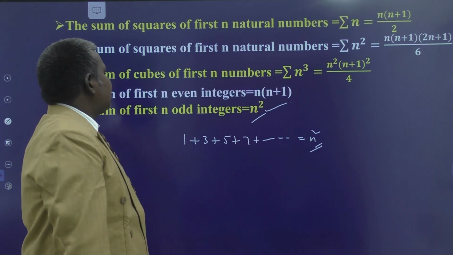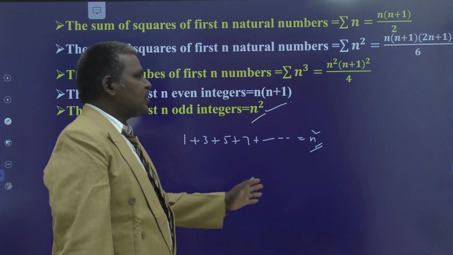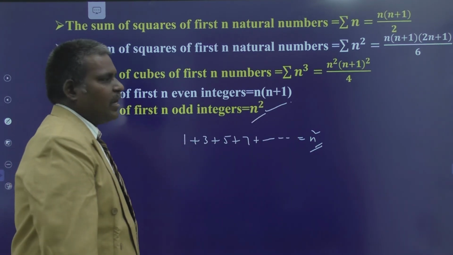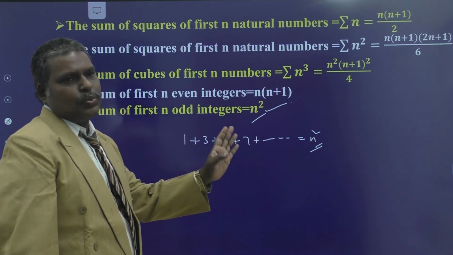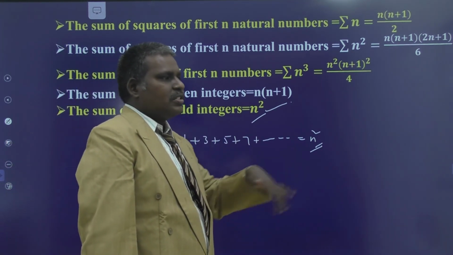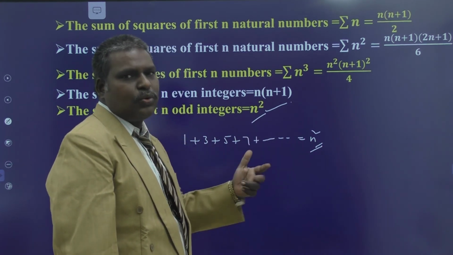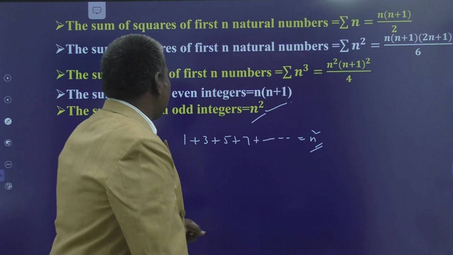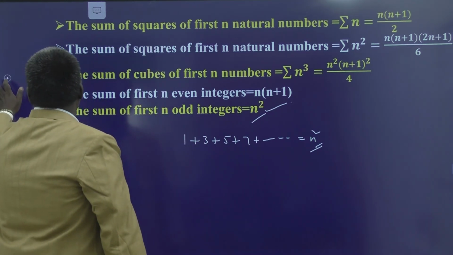The sum of the first n even integers is nothing but n into n plus 1. So 2 plus 4 plus 6 plus and so on up to n terms. Take 2 common: 2 times of 1 plus 2 plus 3 plus and so on up to n terms. Sum of first n natural numbers is what? n into n plus 1 by 2, into 2 is there, 2 gets cancelled. You obtain n into n plus 1. The sum of first n odd integers is n square.